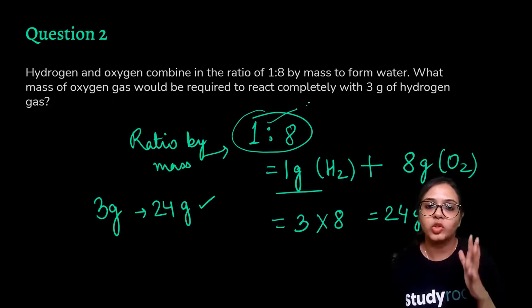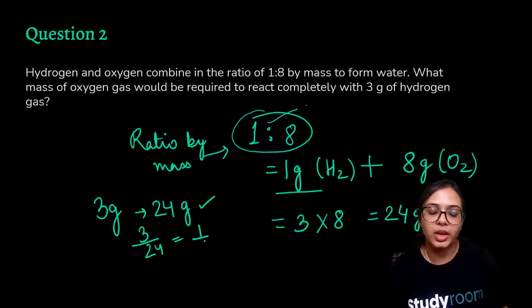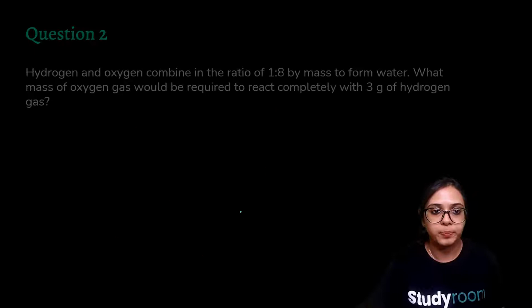that designates that there is some constant proportion by which atoms react with each other. Similarly here, when you try to simplify this ratio 3 by 24, you will again be getting 1 by 8. So this proves the whole constant proportion law.